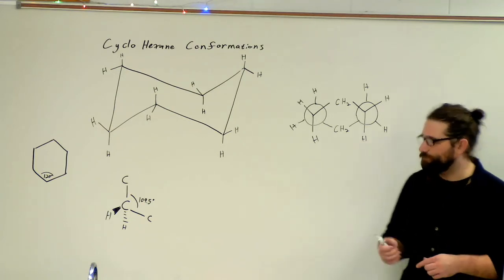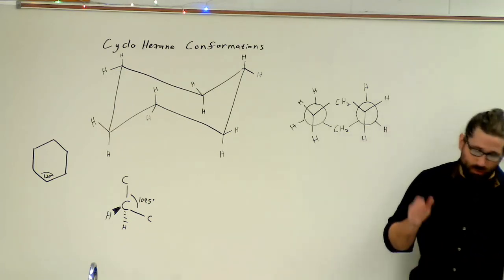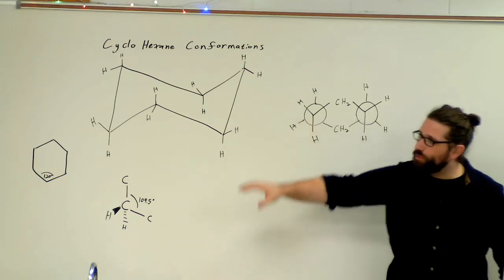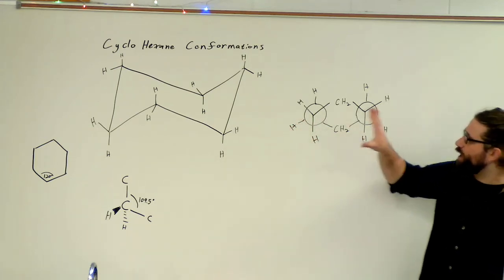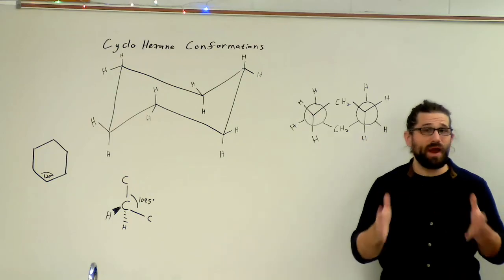So the cyclohexane is able to maintain as close to absolute stability as it can in this conformation. All right? So we should be able to draw the chair, and we should be able to draw the Newman projection of the chair. Okay, so you might need to practice that a few times.